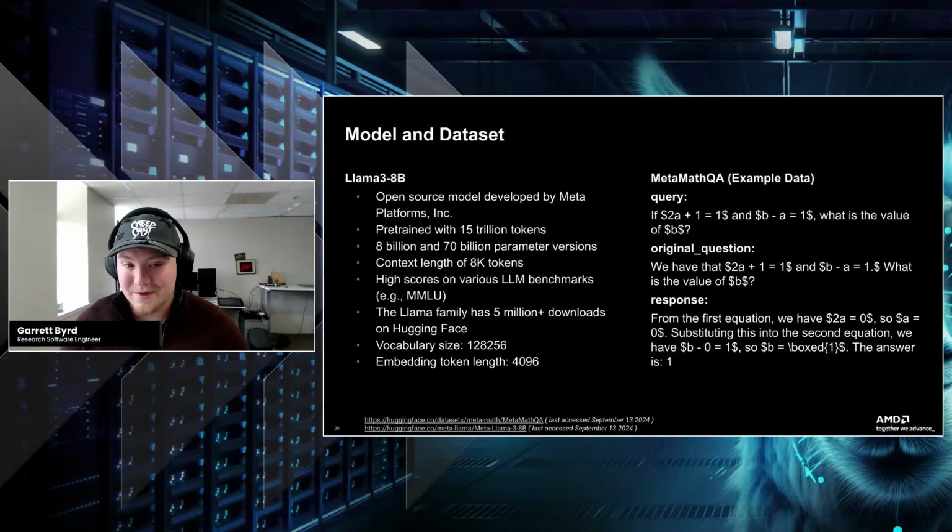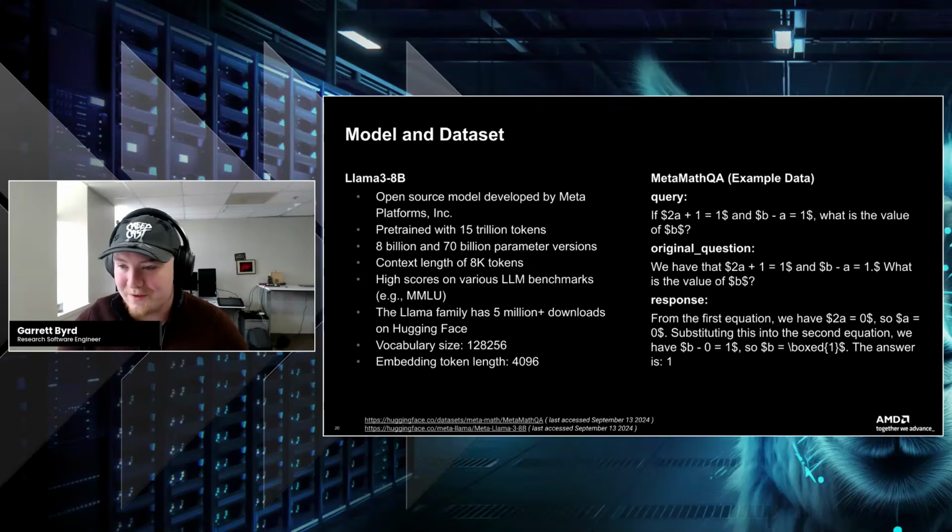Llama 3 has 8 billion and 70 billion parameter versions. Of course, there is also Llama 3.1 and 3.2, which I believe both have 405 billion parameter versions, which is sort of incomprehensibly huge to me. That's a giant model, which is really impressive. Llama 3 comes with a context length of about 80,000 tokens, and it scores consistently high on various LLM benchmarks. And it has tons and tons of downloads, and then the vocabulary size and length that we've discussed before.